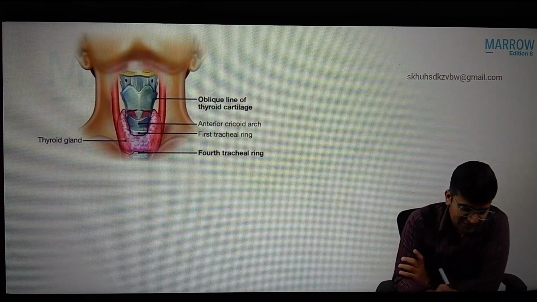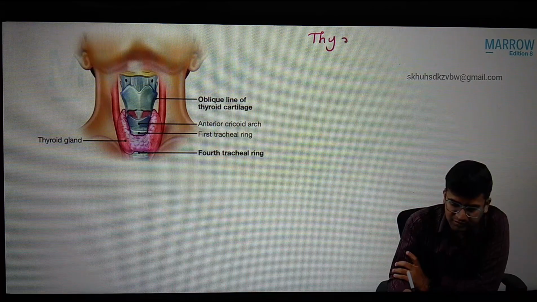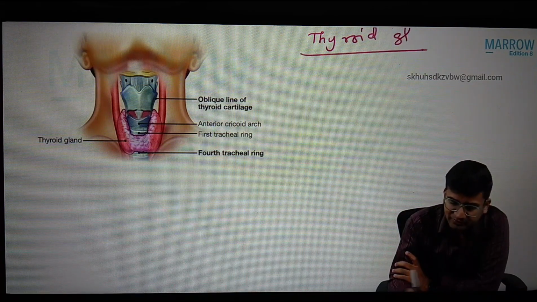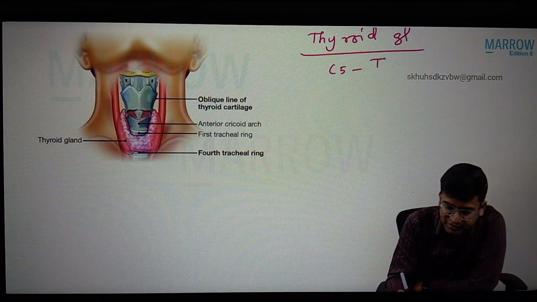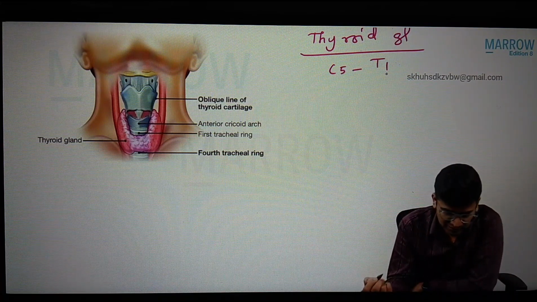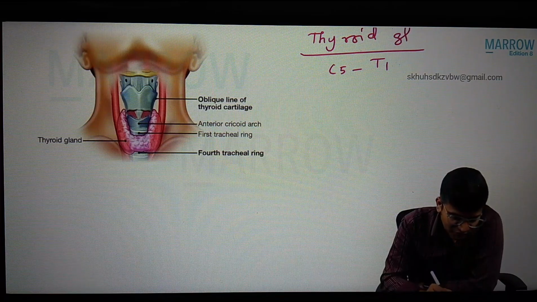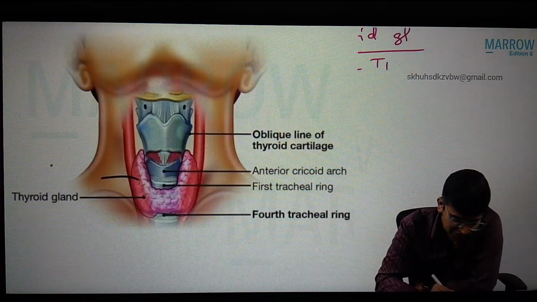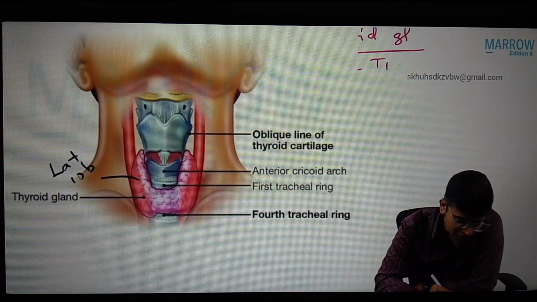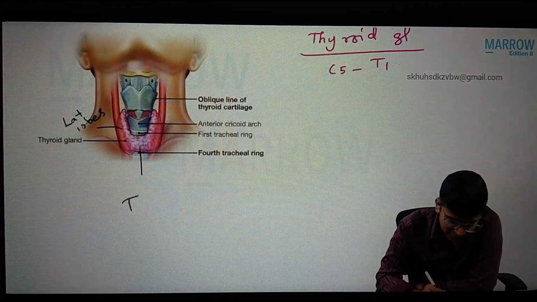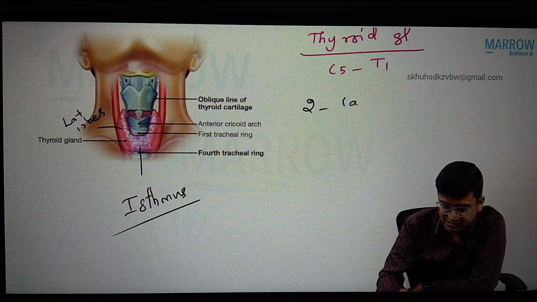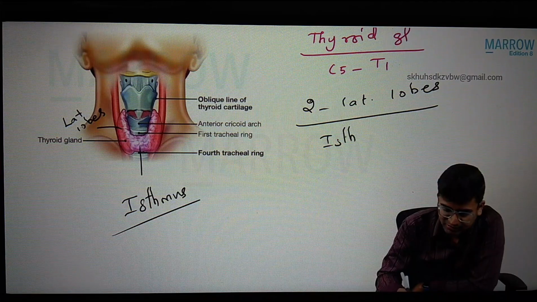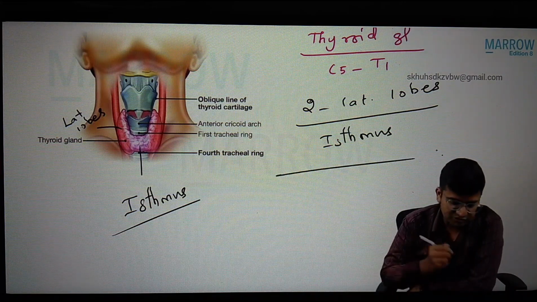Now we're going to discuss the thyroid gland. Some basic points you have to know about the thyroid gland. The thyroid gland extends from vertebra C5 to T1. The thyroid gland contains two lateral lobes, and the two lateral lobes are connected by the isthmus.